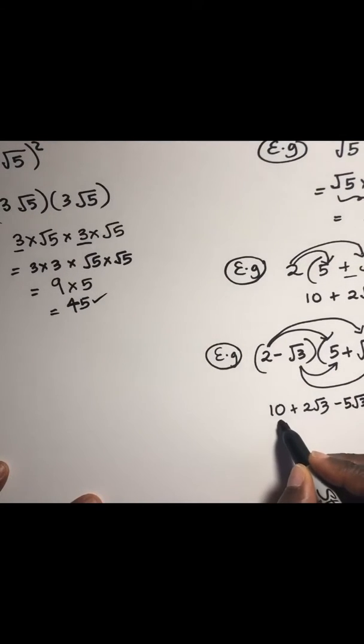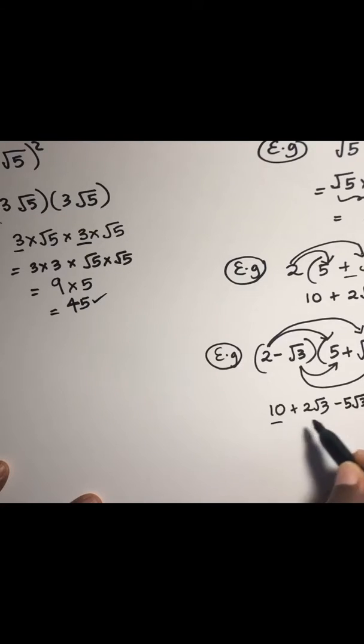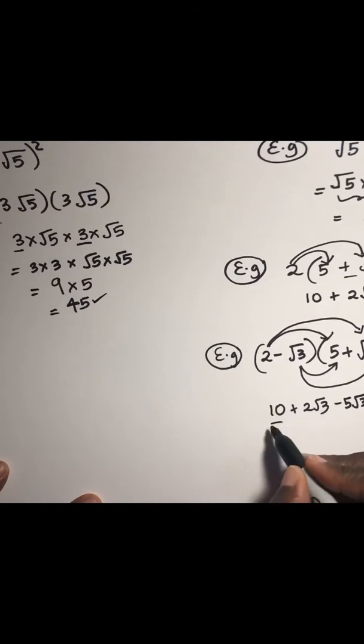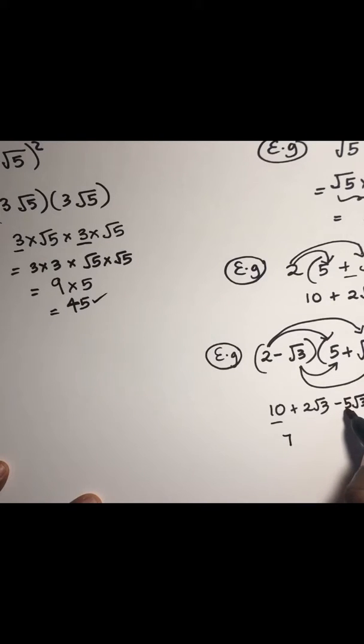Okay, now all that's left to do is to collect like terms. We collect the 10 and the 3. 10 minus 3 would be equal to 7. Plus 2 minus 5 is minus 3. Minus 3 root 3. All done.